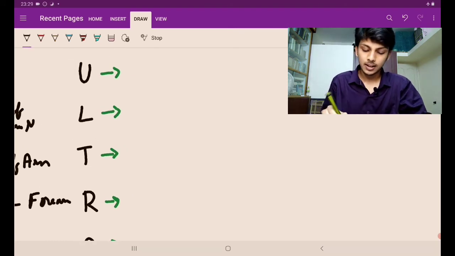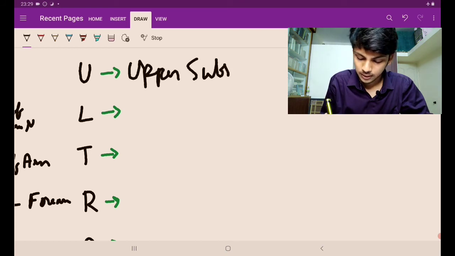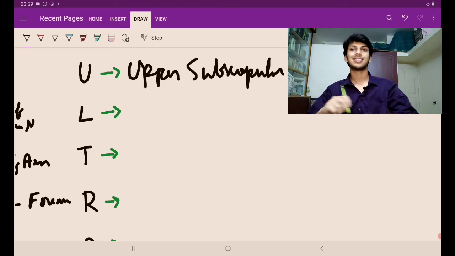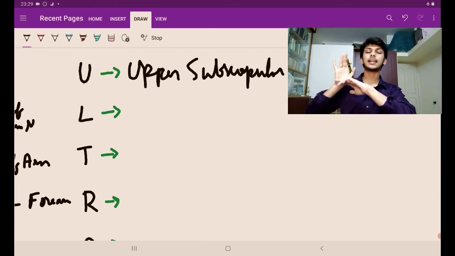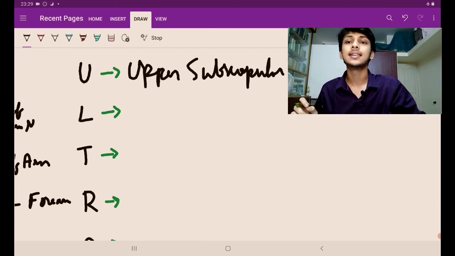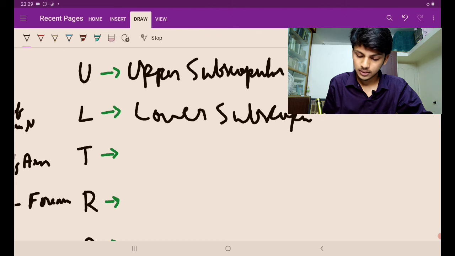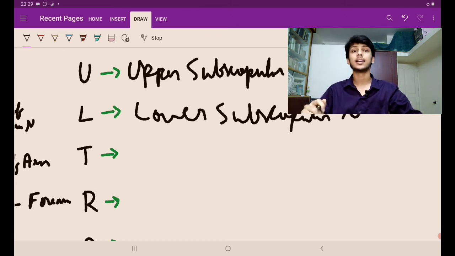See here, guys. What is U? It is the upper subscapular nerve. Where did we study the subscapular nerve? We studied this 5.5 minutes ago. The upper subscapular nerve supplies one muscle which is in the anterior aspect of the scapula, that is the subscapularis. Then there is the lower subscapular nerve. That also supplies the subscapularis, and one more muscle, the teres major.